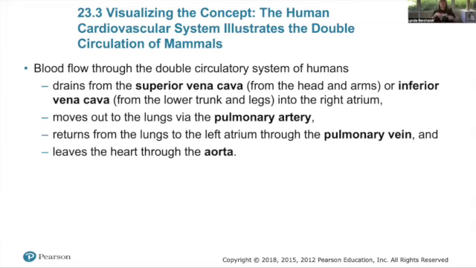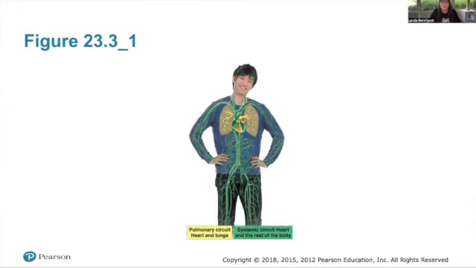Anyway, so for us, what happens? Well, this one is telling you it drains from the superior vena cava or inferior vena cava to the right atrium. I do better with the picture, and I'll show you. Okay, moves out of the lungs through the pulmonary artery, returns to the lungs, left atrium, pulmonary vein, through the aorta, blah, blah, blah. I do better with pictures.